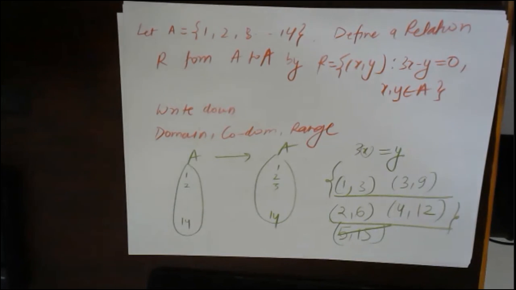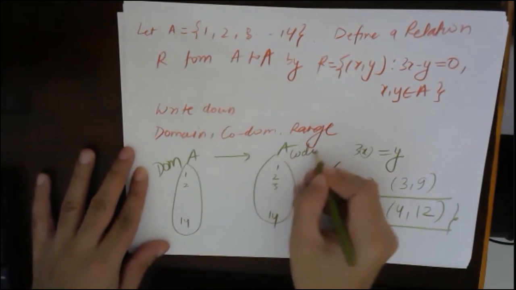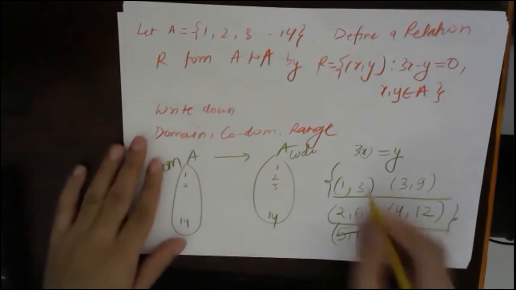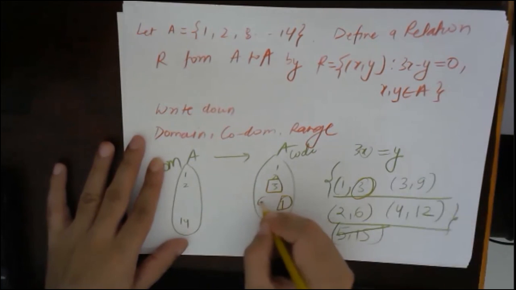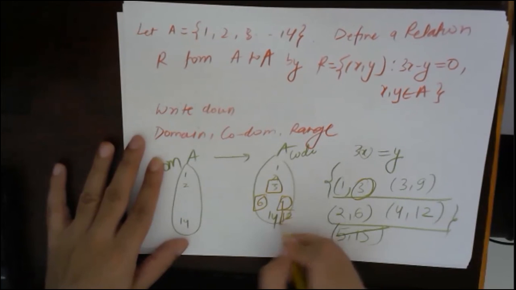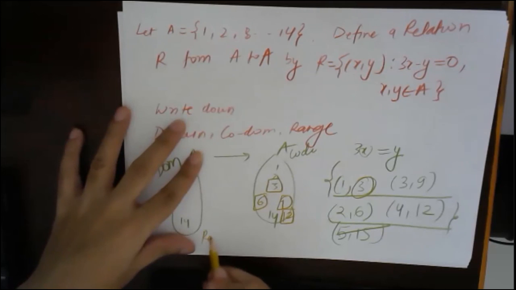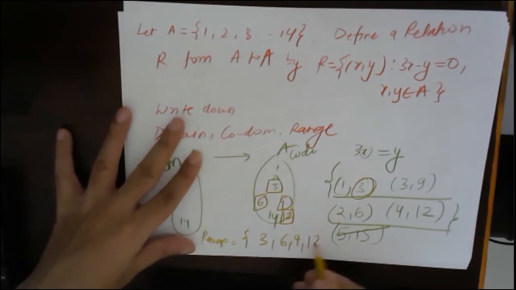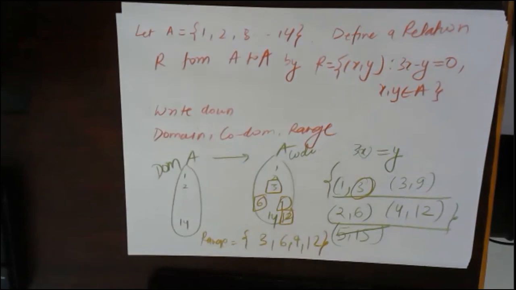Very good. Excellent. So this is the domain and this is the codomain. In the codomain, what elements are used? 3 is used, 9 is used, 6 is used and 12 is used, right? So what will be the range? The range will contain 3, 6, 9 and 12. Why will this be the range? Because only these elements from the codomain are used.